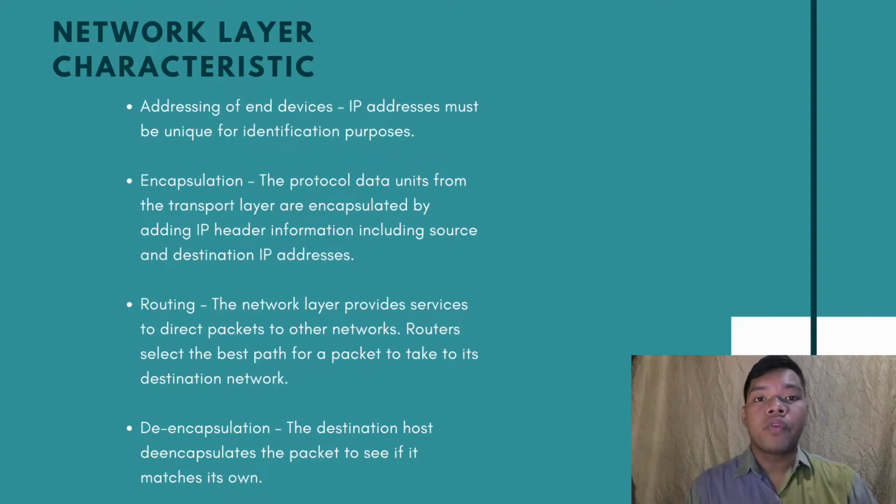The network layer provides services to direct packets to other networks. Routers select the best path for a packet to take to its destination network. Fourth, de-encapsulation. The destination host de-encapsulates the packet to see if it matches its own.